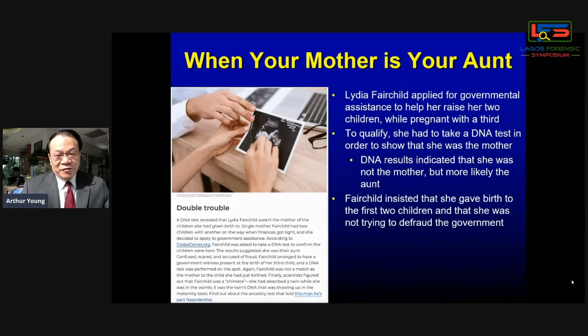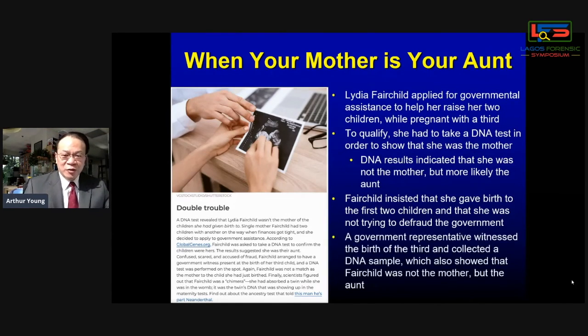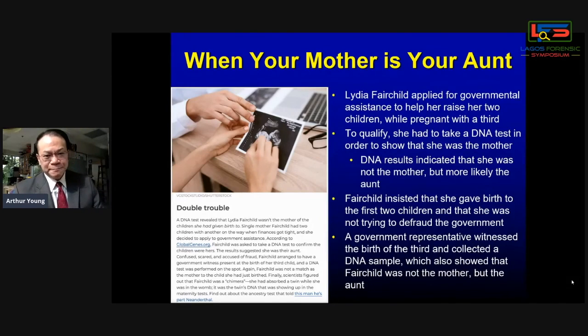Fairchild insisted, however, that she did give birth to those 2 children and that she was not trying to defraud the government. So it was arranged that a government representative would witness the birth of the third child and collect a DNA sample for testing. And that one also showed that Fairchild was not the mother, still the aunt, even though that sample was collected from the baby at the time of birth. So what happened here? Next.